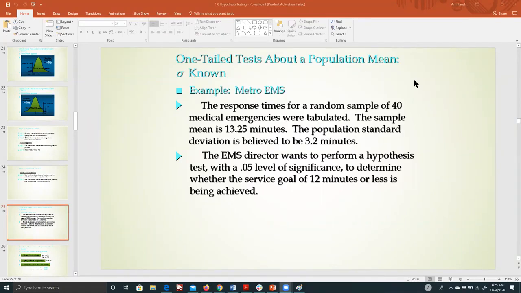Two tail? Two tail, how? Plus or minus? No. Single tail. How? Less than or equal to 12 minutes. Yeah, because look, this is the point you have to understand.